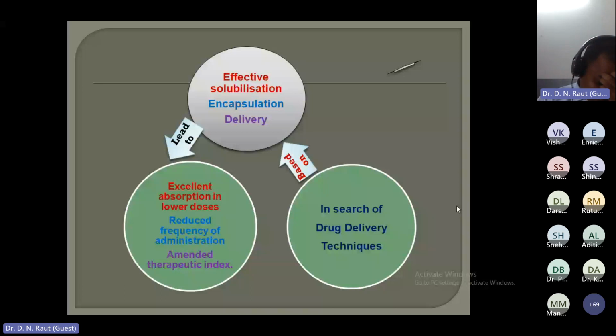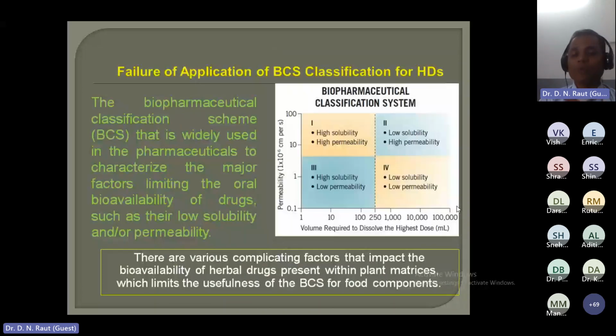So this is the BCS classification that we normally use for most of the allopathic or synthetic drugs that we have today in modern medicine. But in the case of herbal drugs, we couldn't follow the BCS classification system due to its failure. Actually, this biopharmaceutical classification scheme is widely used in pharmaceuticals to characterize the major factors limiting the oral bioavailability of a drug, such as low solubility as well as low permeability.